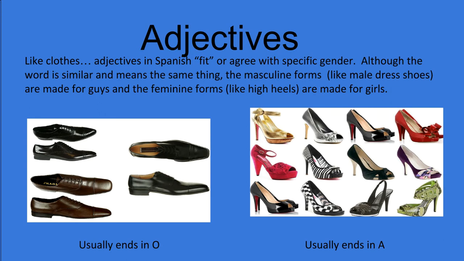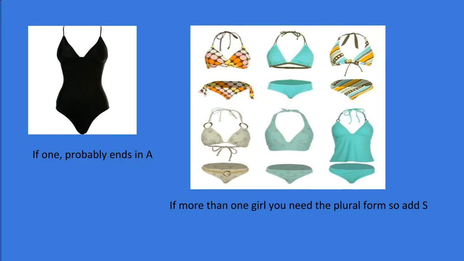We have to consider the appropriate gender, like we have on the left, the masculine shoes. On the right, we have the feminine shoes. Typically, the masculine end in O and the feminine end in A. Adjectives are the same idea here. We also have to consider, do we have enough for everybody? We can't have everybody wearing the same swimsuit.